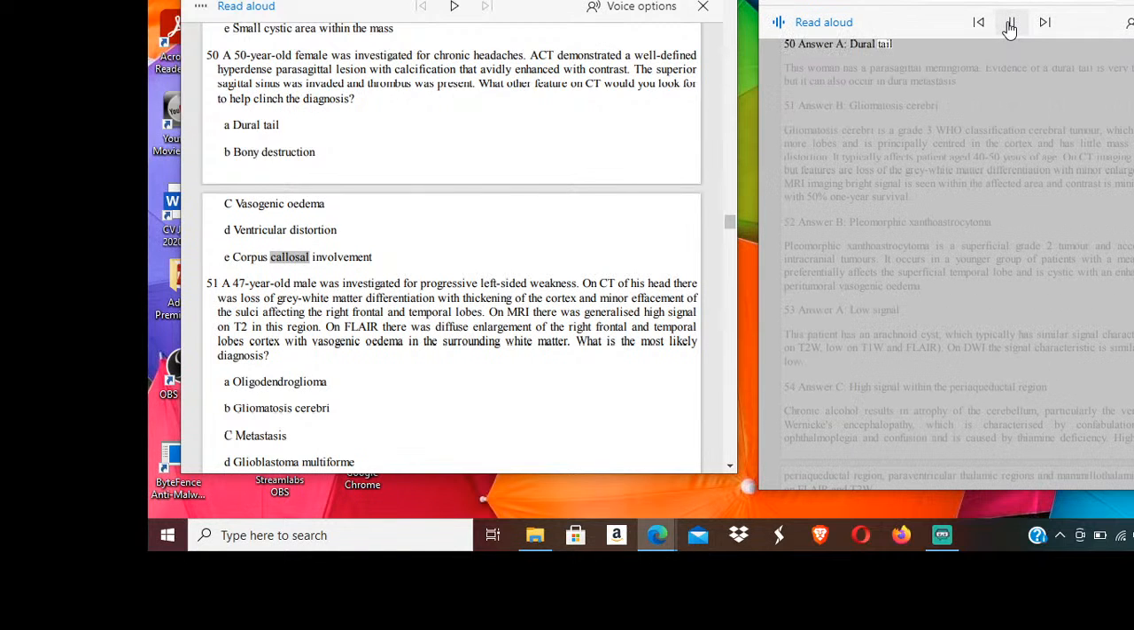50. Answer A. Dural tail. This woman has a parasagittal meningioma. Evidence of a dural tail is very typical of meningiomas, but it can also occur in dural metastasis.